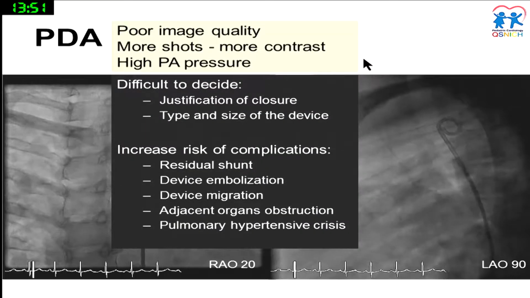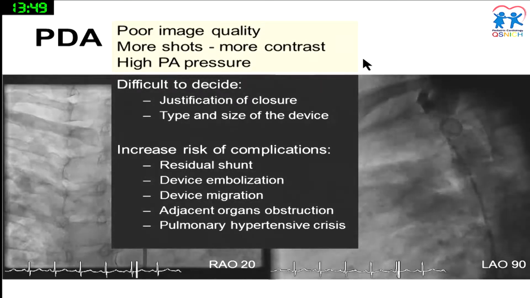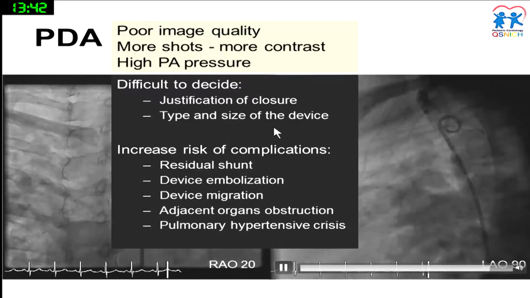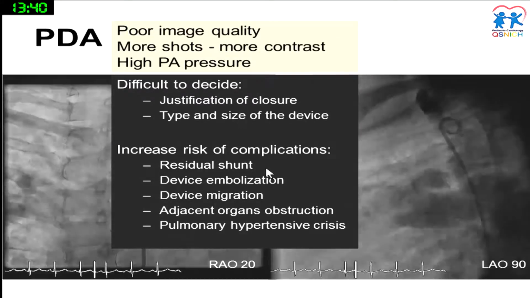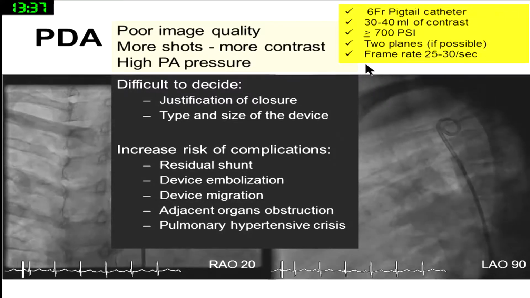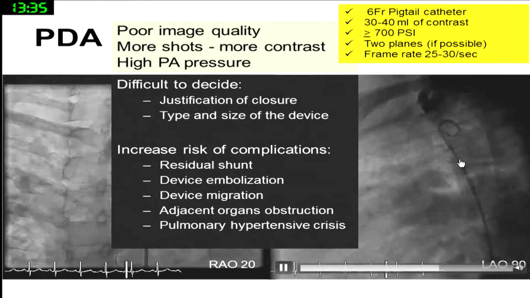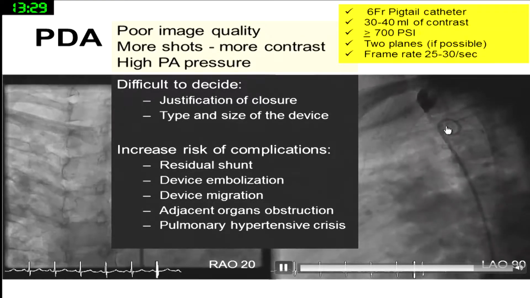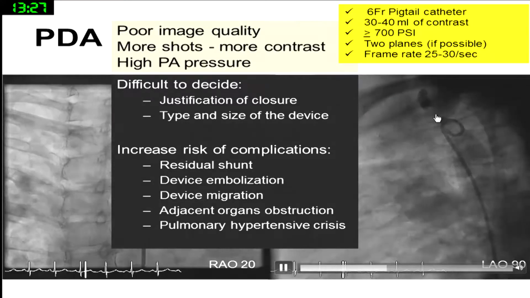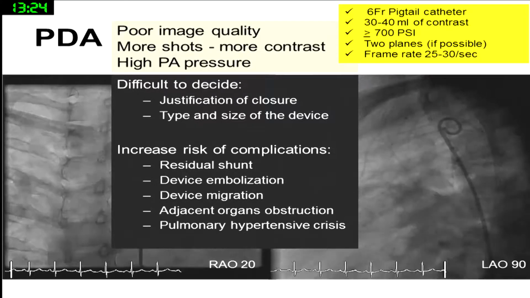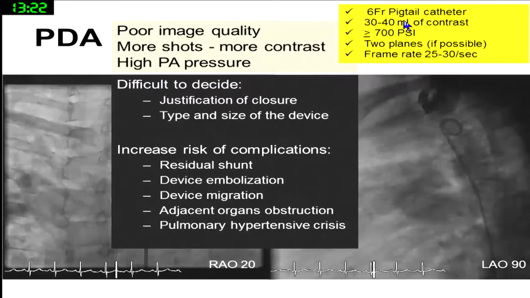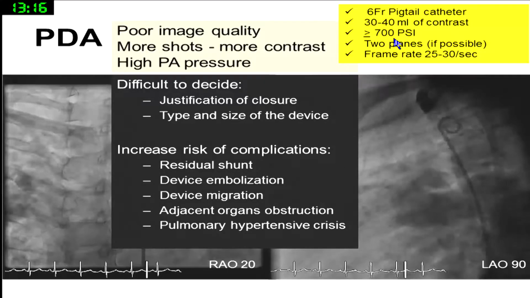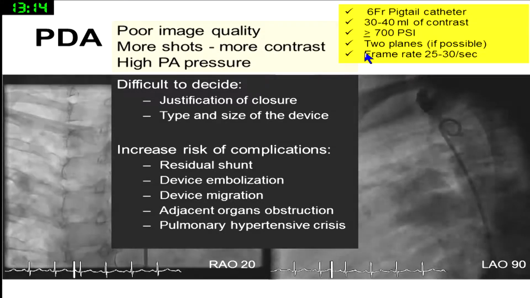So it's very difficult to decide whether it's justified to close or not, and how you're going to close it, what type of device, what size, and you run the risk of more complications. What we learn is we need to use a large diameter catheter in order to deliver good contrast quality and volume. We need at least 30 to 40 cc, and the pressure is quite important. You need up to at least 700 psi, and biplane is much better, I would say.